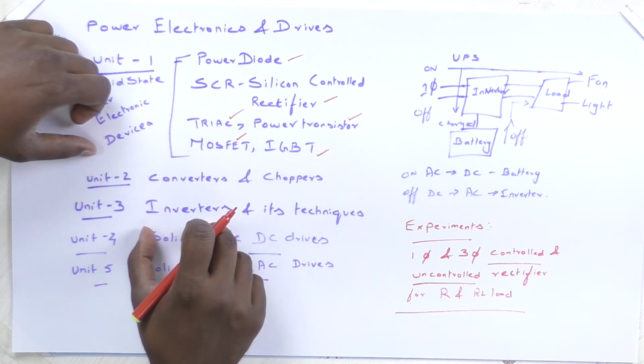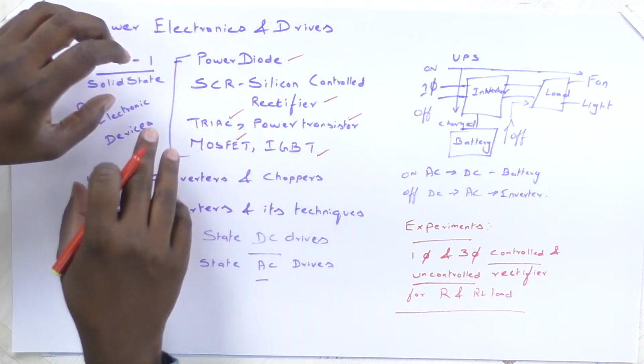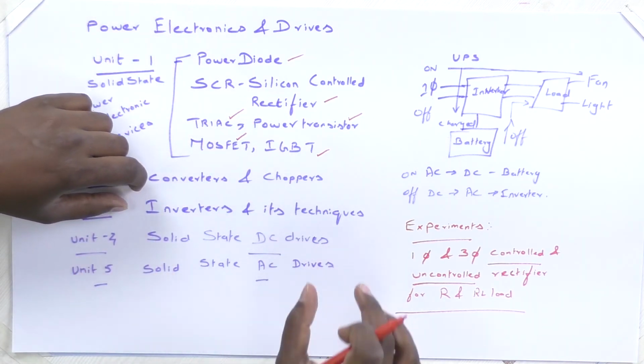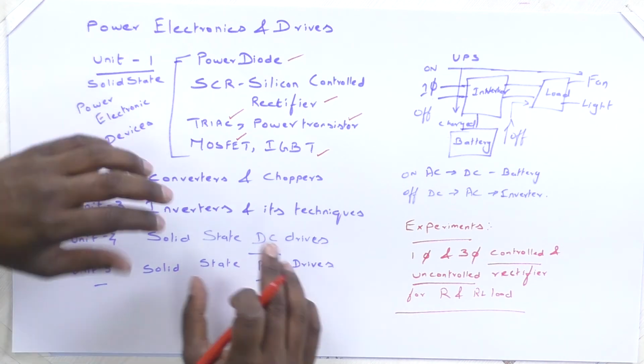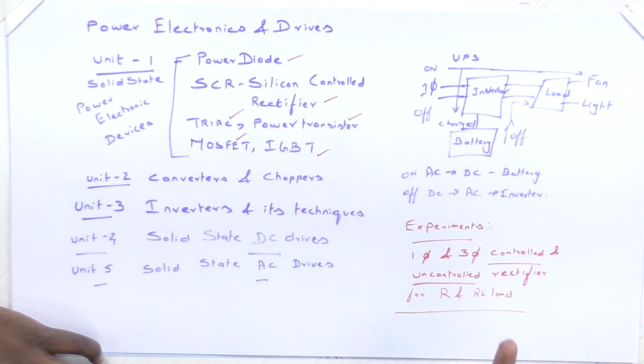That will be covered in the third unit. And then once I get this thing, using these, how will I convert a DC supply, a DC motor and an AC motor? So this is what we'll be dealing with. I gave you an example of how an inverter works and some of the experiments that we'll be dealing with in this class. So this gives an overview of all the topics.